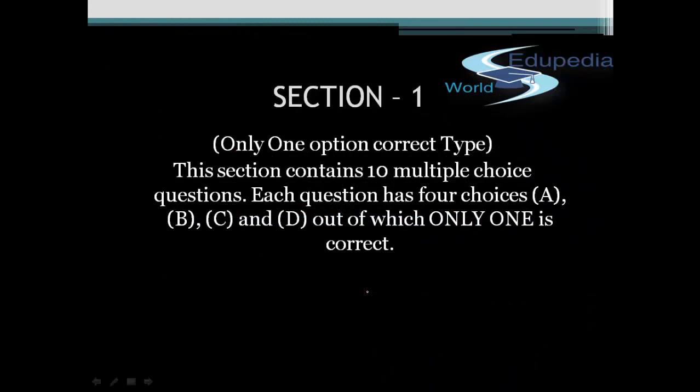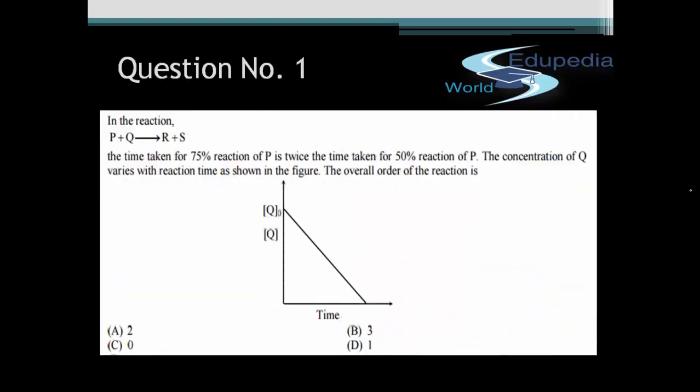Alright, so we are going to start off with section 1 of this paper. This particular section has 10 questions. For each one of them, only one of the 4 given options is correct. Let us start with the first question. The first question is straight out of the chemical kinetics topic.